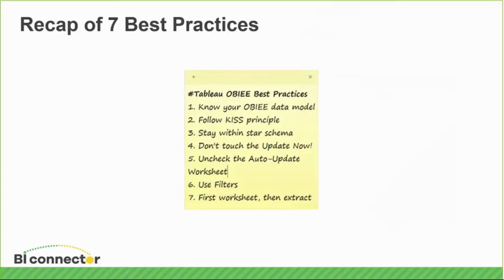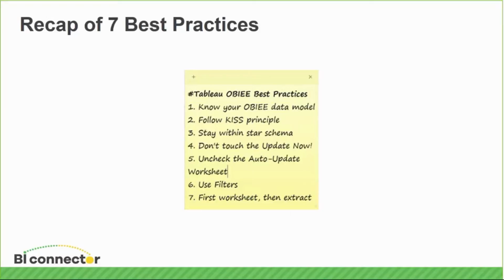The second one is keep it simple. The third one is stay within the star schema in a subject area. Don't combine multiple star schemas within a single folder, within a single subject area. And be cautious about using the update now, because in the case of OBIEE, you're hitting millions and millions of rows, and unless you have the right filters, you don't want to use that update now button in Tableau. Uncheck the auto update worksheet.